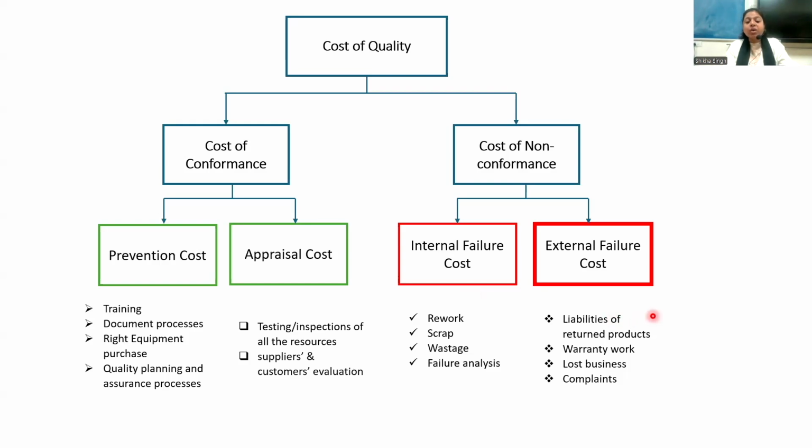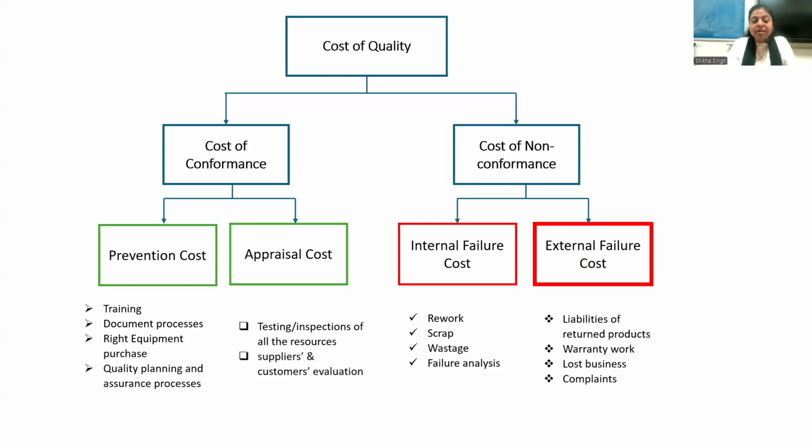Why? Because it includes the liabilities of returned products. Multiple returns and multiple complaints arise due to the faulty component. And if the product is in warranty, you have to serve your customers for free, right? Then if the complaints are more, you may be losing your business also, and that may be a more negative impact than all. So this particular box is the super red, right? It's a dangerous thing. In this case, the same thing has happened with General Motors also.